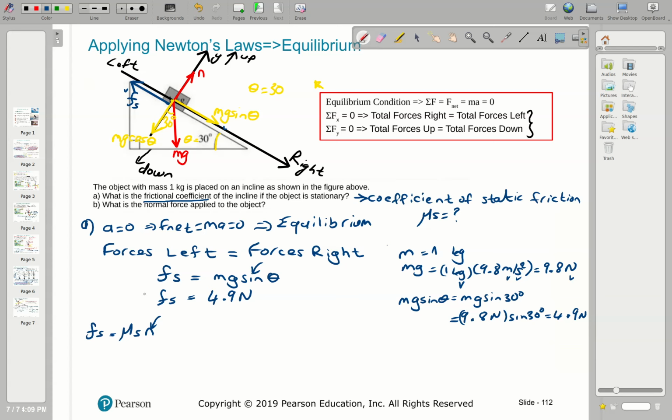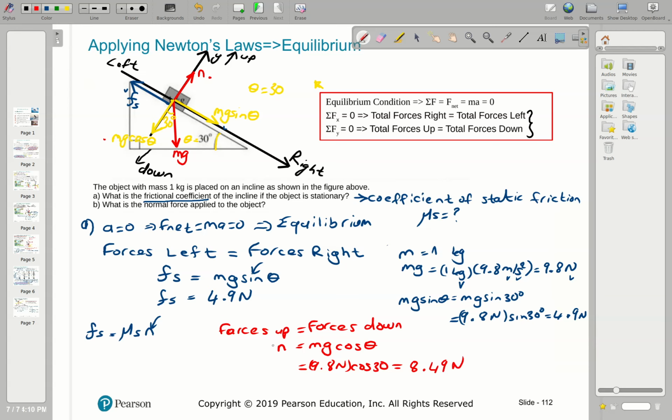For that, let me change my color here. To find it, I will say forces up are equal to forces down. Alright? In my tilted system, this is up and this is down, mg cosine theta. So this gives me N is equal to mg cosine theta. I already know my mg, 9.8 Newton, times cosine 30, and this will give me 8.49 Newton. Alright, almost there.